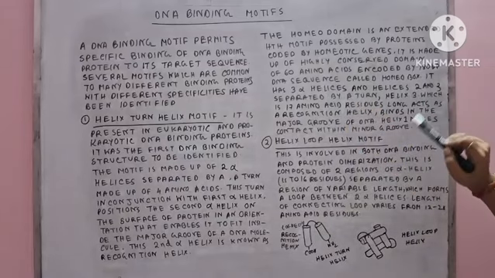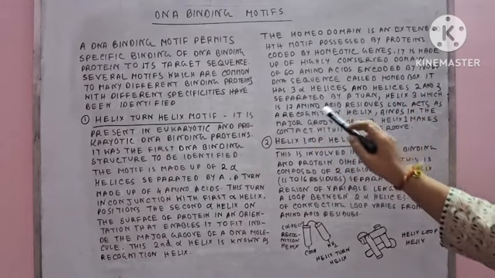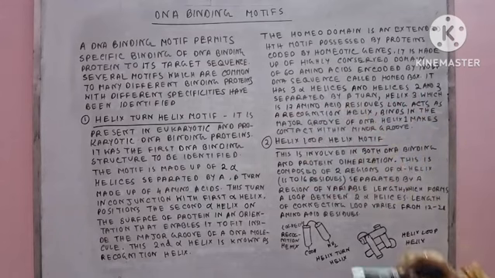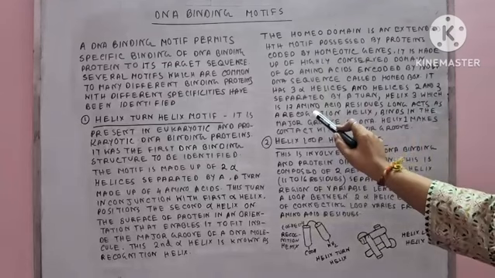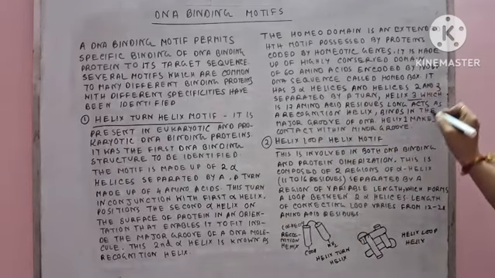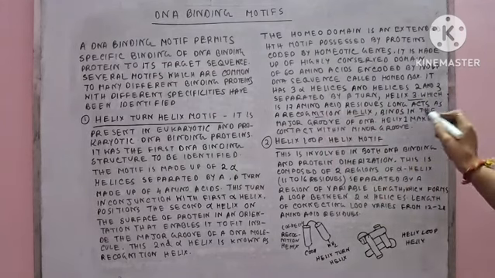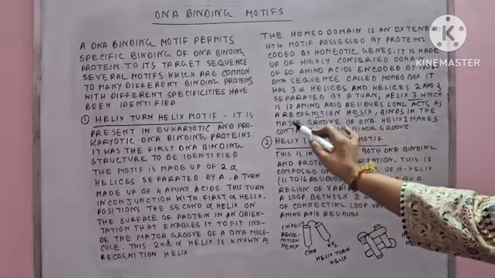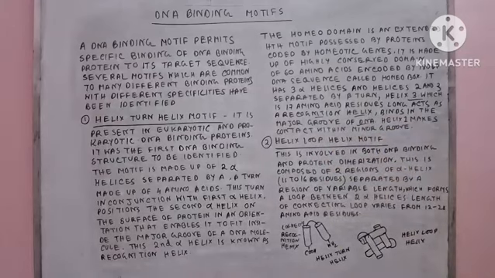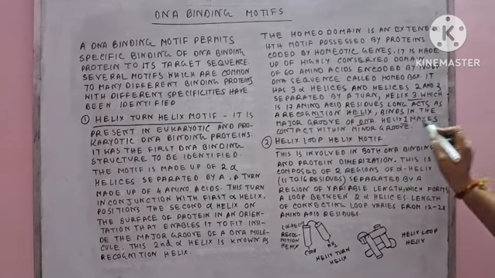And helix 3, which is 17 amino acid residues, meaning it consists of 17 amino acids, acts as the recognition helix. So helix 3 acts as the recognition helix and binds with the major groove of the DNA. So what is the function of helix 1? This helix 1 makes a contact with the minor groove.